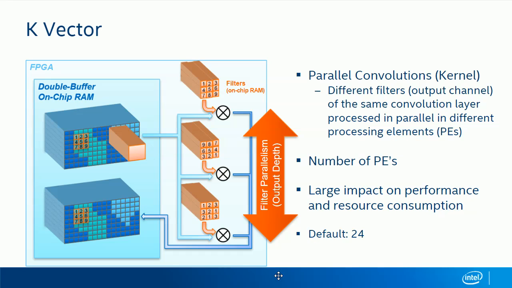Each of the elements can process one output layer with its associated weights, so multiple output layers can be calculated in parallel. Just like C vector, K vector linearly impacts the number of multipliers instantiated, but also increases the RAM resource usage for the filter cache. Because of this, just like C vector, K vector has a large impact on performance and resource consumption. The default value here is 24.